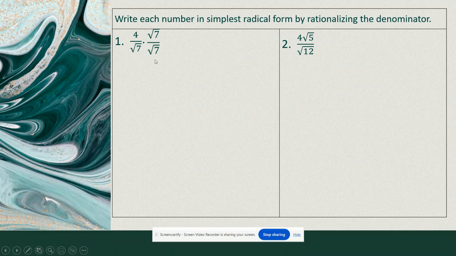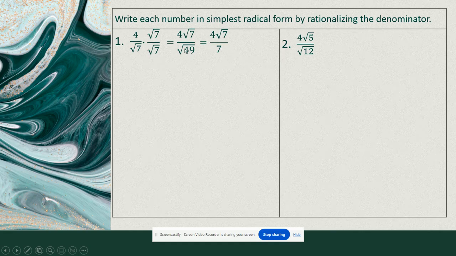The reason I'm doing this, watch what happens. 4 times root 7 is going to be 4 root 7, but the square root of 7 times the square root of 7 is going to give me the square root of 49. All of a sudden, we notice that our denominator now has a perfect square in it. So we can take the square root of 49. My simplest radical form here by rationalizing my denominator would be 4 root 7 over 7.